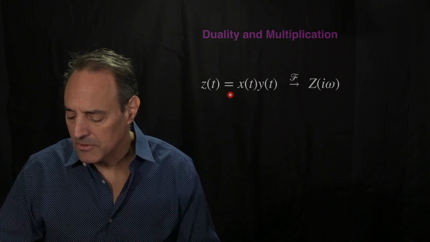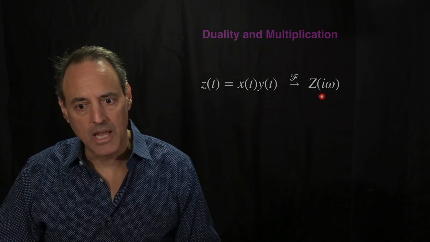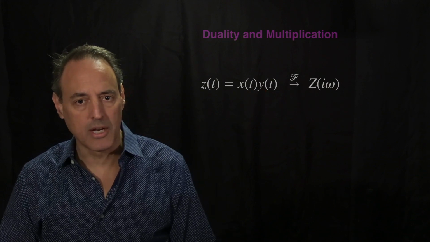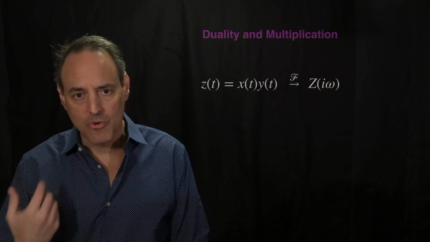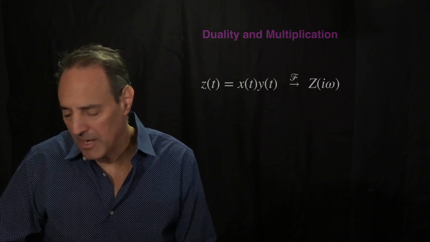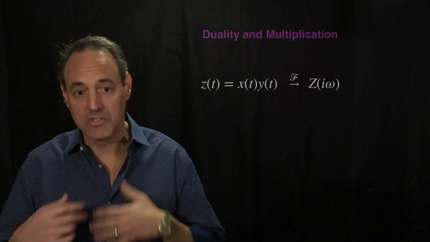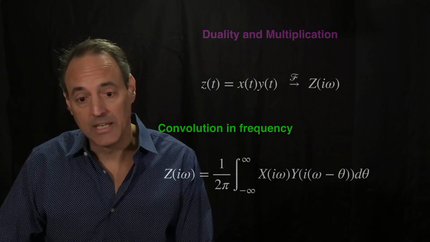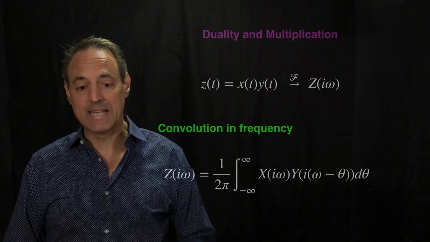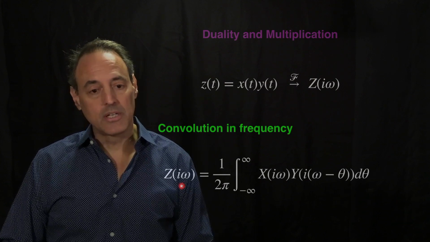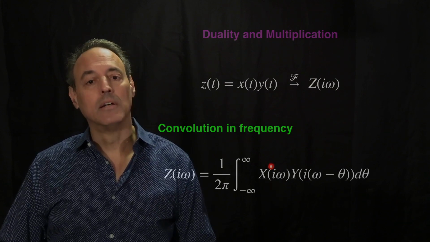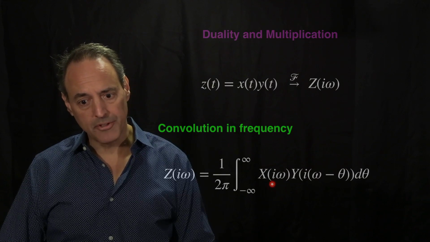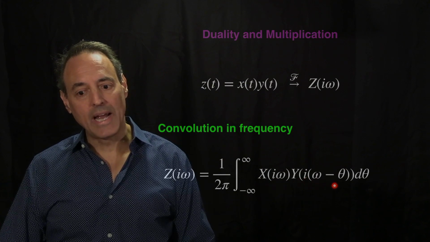And so what we'd like to understand is, if I have z of t and I Fourier transform it, what is the effect of this product? Well, because of the duality of the Fourier transform, remember that this is directly related to convolutions, so one signal modulating another is going to create a system where essentially the Fourier transform of z is going to be the Fourier coefficients of x with y shifted.